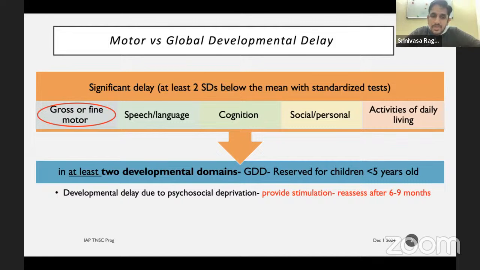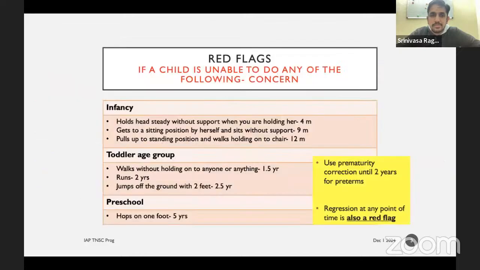If there is significant delay, at least 2 standard deviations below the mean on a standardized test in the motor domain, we label it as motor delay. When the developmental delay could be due to psychosocial deprivation, we do not label; we provide stimulation and reassess after 6 to 9 months. And to start with, first, how to identify developmental delay.